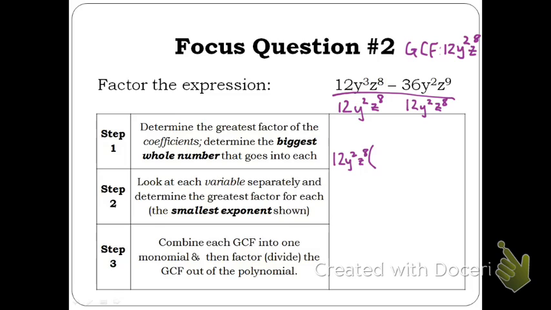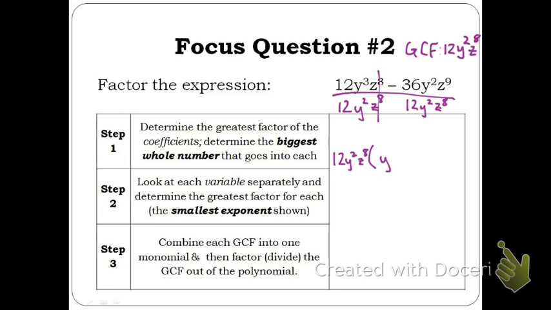Now we can divide. So 12 divided by 12 is 1. Y cubed divided by y squared, 3 minus 2 is 1. So we have y to the first power. And then z to the 8th divided by z to the 8th. Those cancel. 8 minus 8 is 0. So that actually eliminates, and we have y, no z. So no coefficient. The coefficient is assumed as 1. And we would have y to the first with no z. But again, I'm just going to leave it as y.